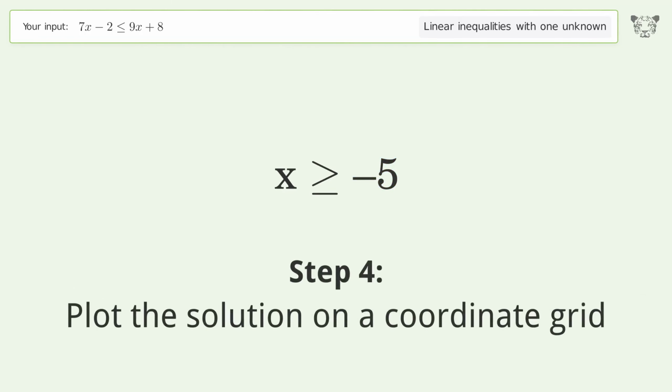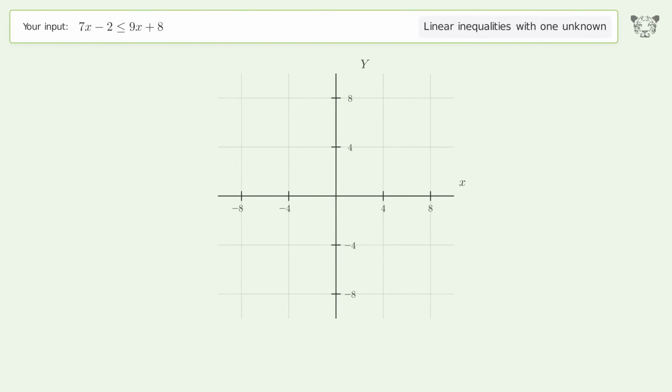Plot the solution on a coordinate grid. And so the final result is x equal or greater than -5.